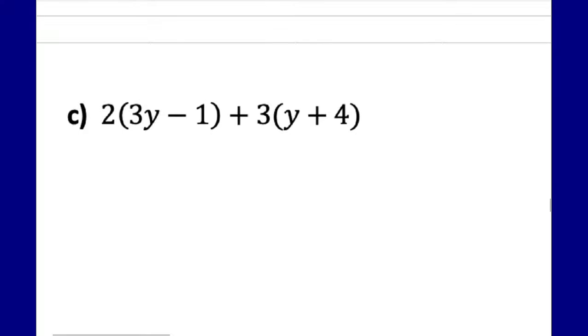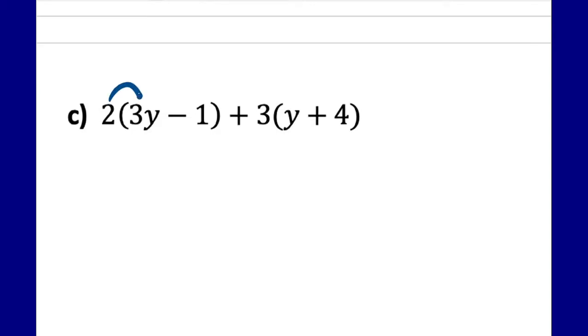Let's look at a larger example. Here I have two sets of distributive property. So I have 2 times (3y minus 1) plus 3 times (y plus 4). In order to drop these brackets, I need to multiply all the terms inside the bracket by the number or the term that's attached to it.